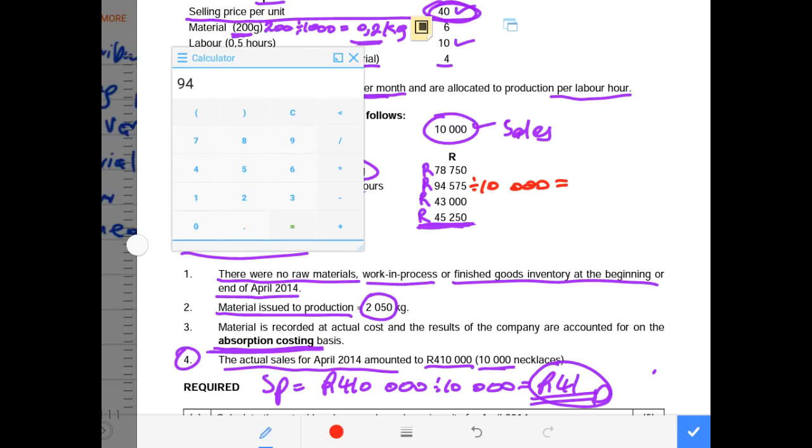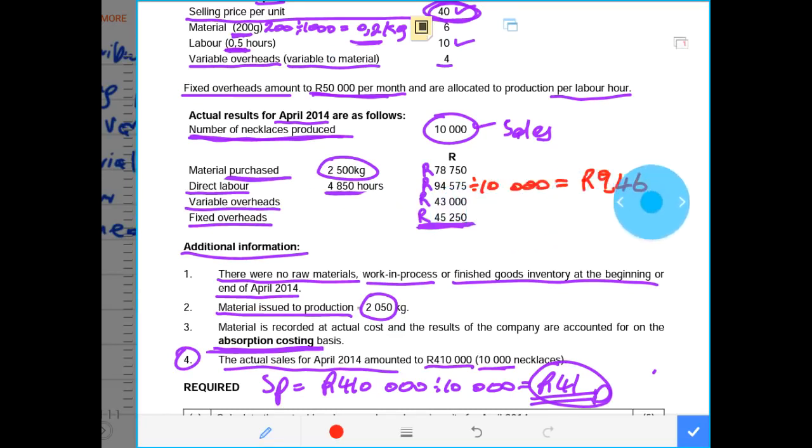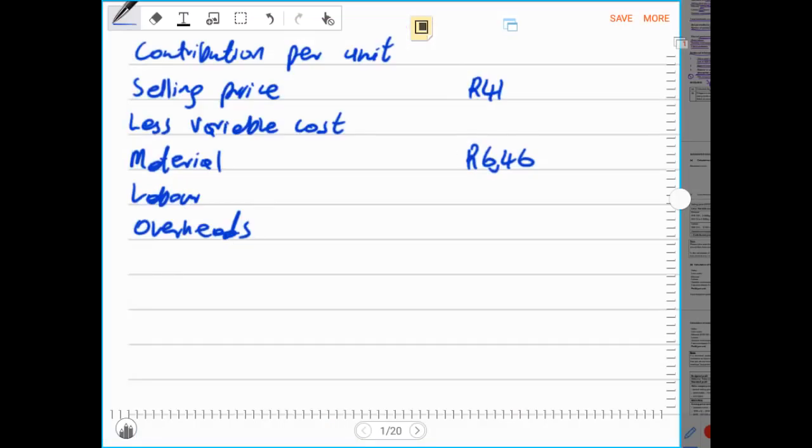We have 94,575, divide this by 10,000 units, and it will give us the amount of R9.46. So now this becomes the cost of labor per unit, not per hour. If we divide it by hours, this will give us the cost of labor per hour. It is R9.46. If you want, you can show the calculations here: 94,575, divide this by 10,000 units. And you can also do the same with regards to material.